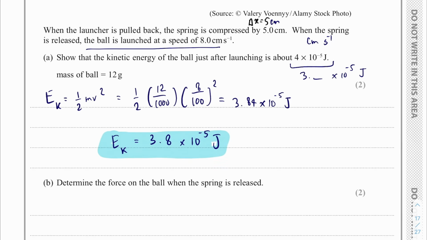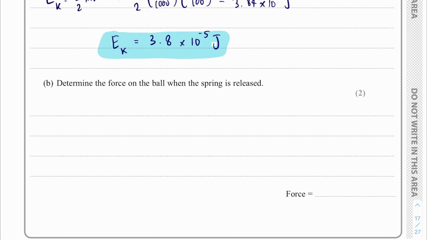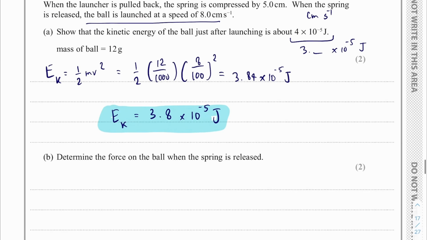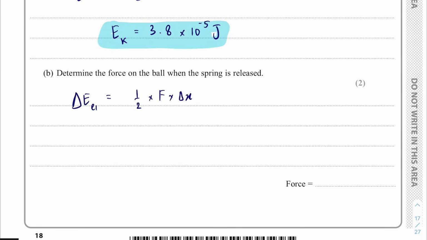Alright. Determine the force on the ball when the spring is released. Do we know a formula that we can use to find the force? What we do know is EL is half times force times delta x. And we already know what EL is, the same energy. So we can rearrange to find F. That'll be 2 multiplied by EL divided by delta x gives us force.